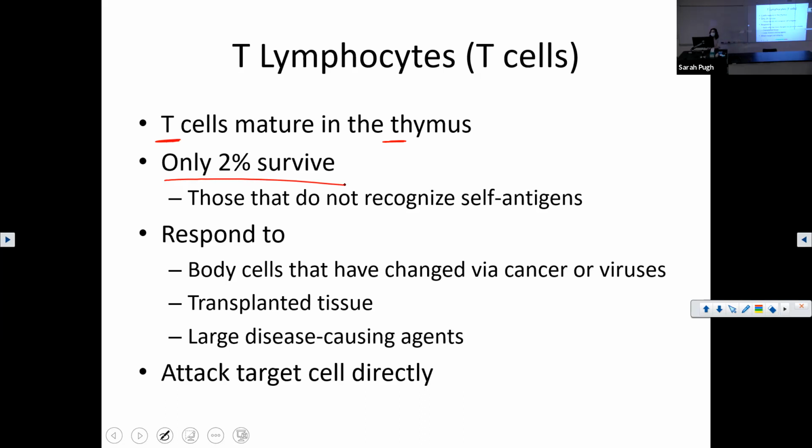So again, remember, T cells are going after body cells that are infected with viruses or bacteria, or body cells that have changed via cancer, or transplanted cells. And they're going to attack that cell directly. So again, the last thing you want is a T cell that sees your own healthy body cell as something it needs to get rid of. Can it happen? Yeah. We call those autoimmune diseases. And that is where your T cells attack your own healthy body tissues. We don't see them a ton, but we see them, so it can happen.